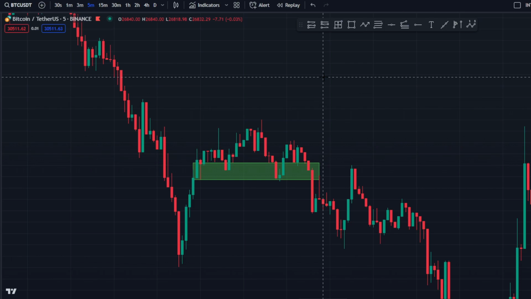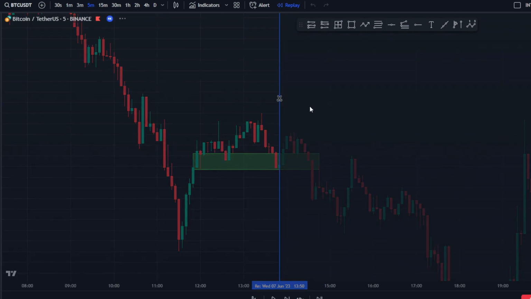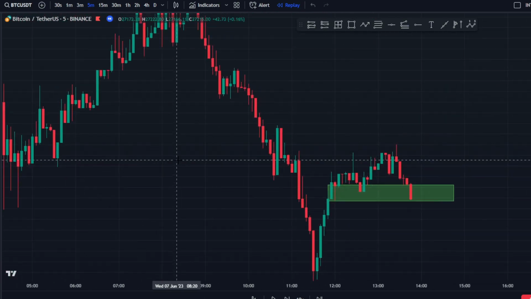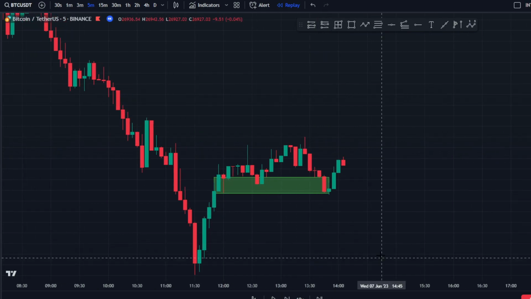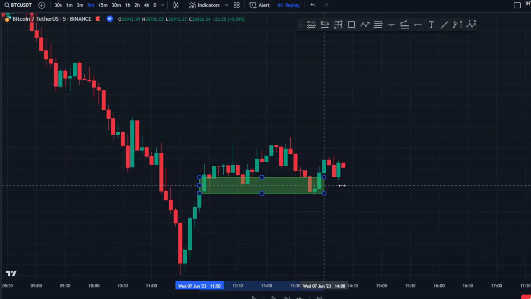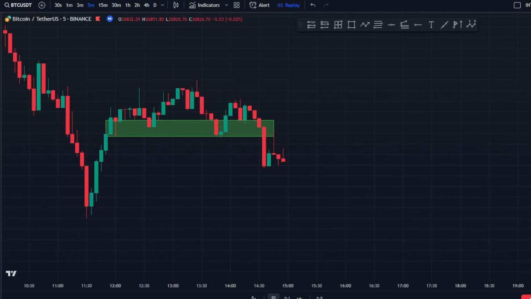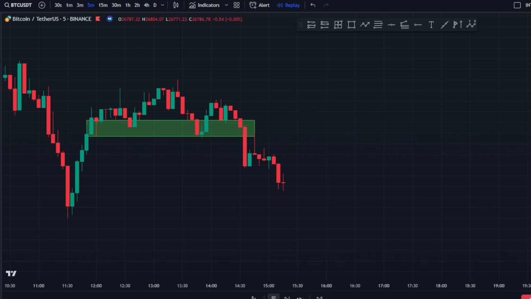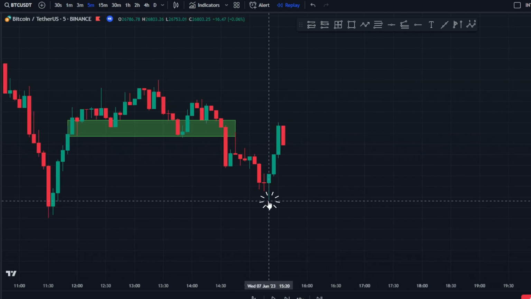So next up, you want to wait for price to break through an area of support. Let's head back to the replay mode to show you guys what I mean by that. We previously already identified this area of support. We wait for it to break that area of support. In this case, it's still being rejected. We want to wait for price to break through and make a lower low. So let's wait for it, and you can see here price has made a lower low on this candle right here.